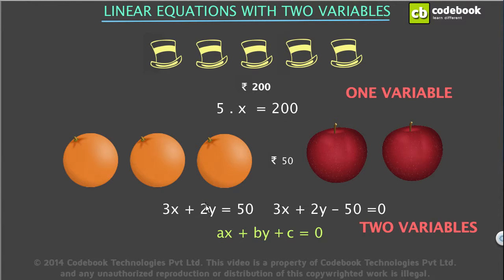So the total cost is 3x plus 2y, which is equal to the money that you spent, which is 50 rupees. The same thing can be expressed as 3x plus 2y minus 50 equal to 0. You bring the right hand side to the left hand side, so 50 becomes minus 50. So this is in the form of ax plus by plus c equal to 0, where a is 3, b is 2, and c is minus 50. So this is called the general form of a linear equation with two variables.